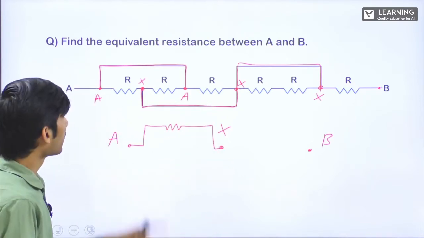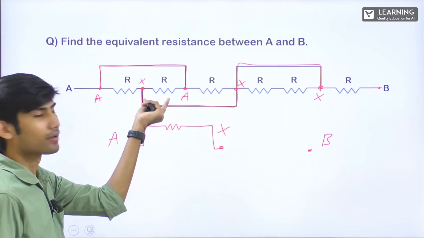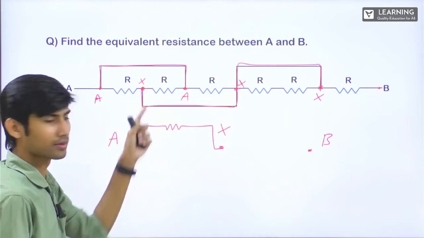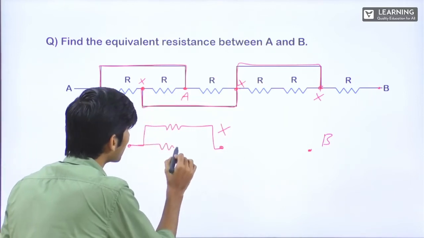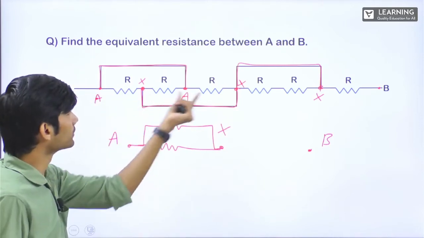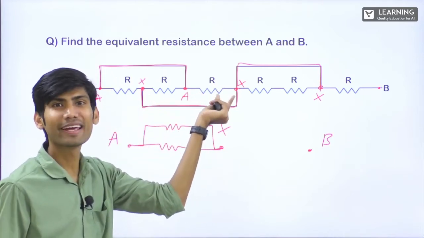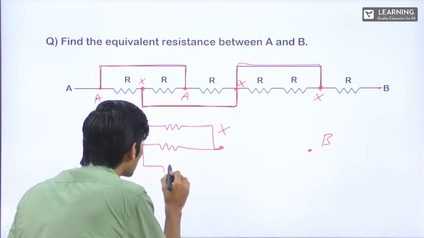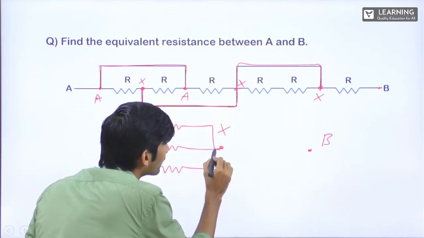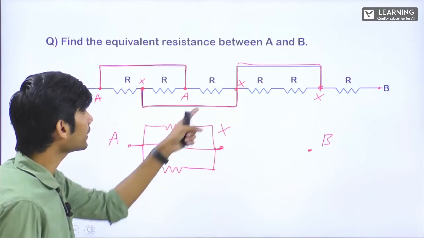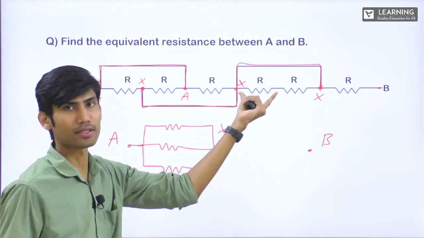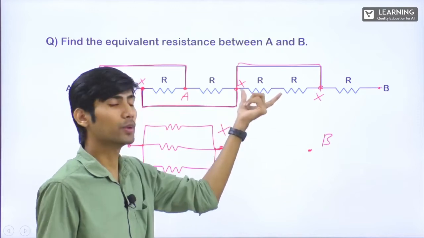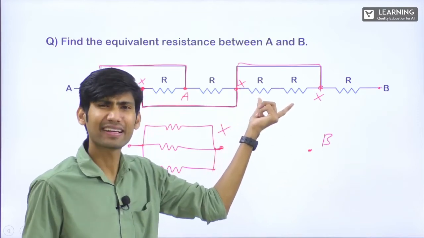Correct? This resistor is also between A and X. Again, one more resistor between A and X. This resistor is also between A and X, right? See the 2 points. So here one more resistor will be between A and X. Now see, these two resistors, they are between X and X.